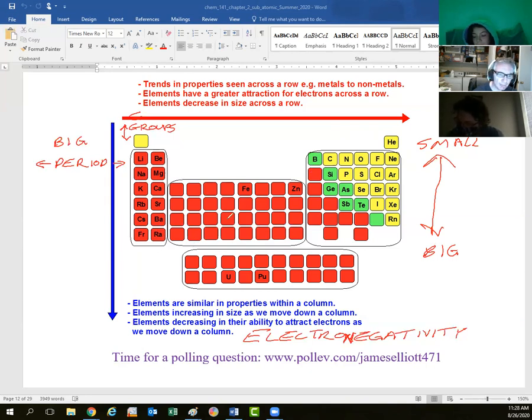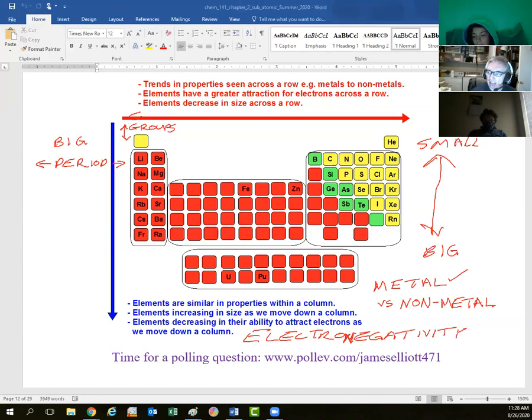That's the metals. So whenever you're comparing the size of a metal atom to the size of a non-metal atom, almost every single time, the metal will win. It will be the bigger of the two atoms.